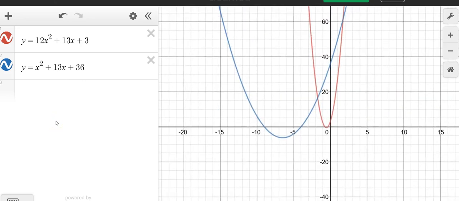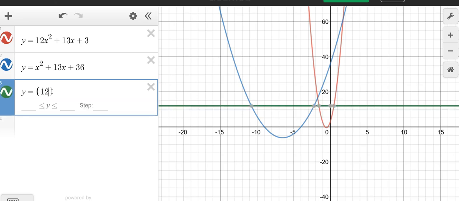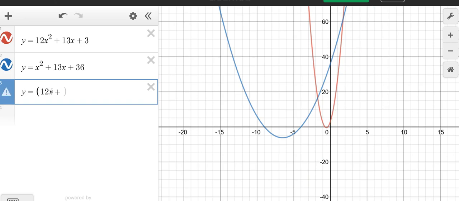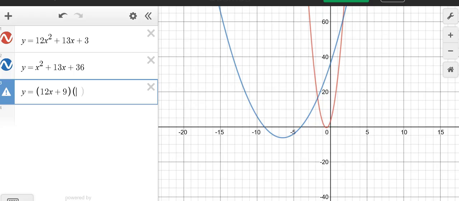Okay, there it is. Now, after we go through the process of factoring, y equals, and we get it down to, let's see, 12x plus 9. Now remember, this is the one that doesn't have the factors removed. And then what did we have? 12x plus 9, and the other one was 12x plus 4.